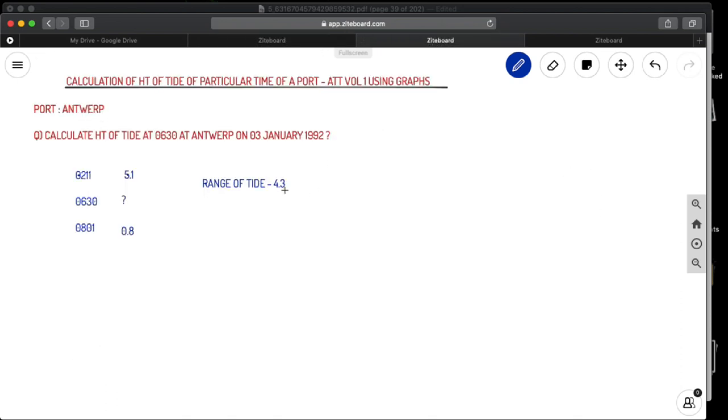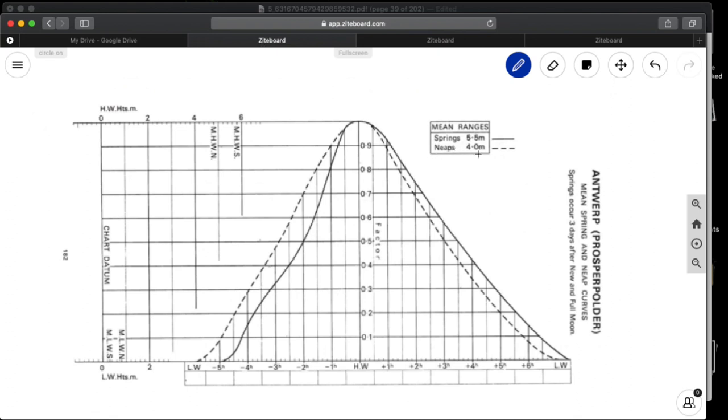Our range is 4.3, our neap is 4 and spring is 5.5, so it is in between. It will be close to the neap curve but a little down. Now let's decide the high water time and write it down on the graph. High water was at 0211, and we need the low water and high water heights between them, that is 0.8 and 5.1. So 0.8 will be here, and 0.8 to 5.1 will be here.